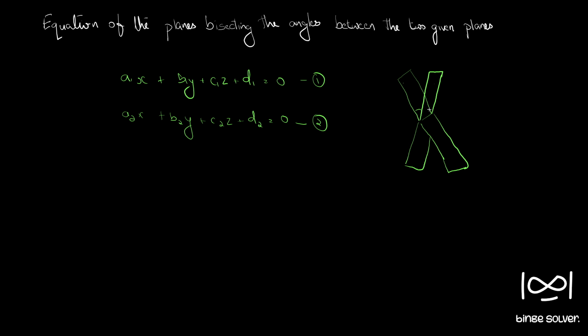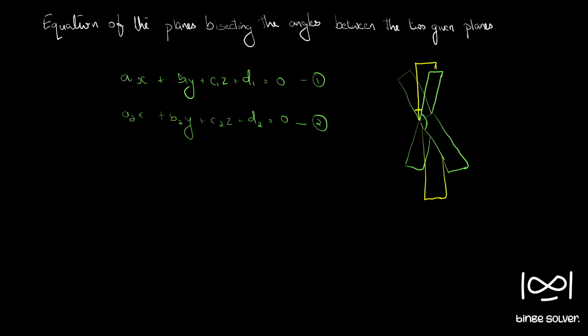Now, whenever two planes intersect, two angles are formed. This is the acute angle between these two planes, and this is the obtuse angle that is formed. So we are to find the equation of a plane bisecting these two angles. So there will be two bisecting planes. Just draw one. So this is one bisecting plane. As you can see, it bisects these two angles.